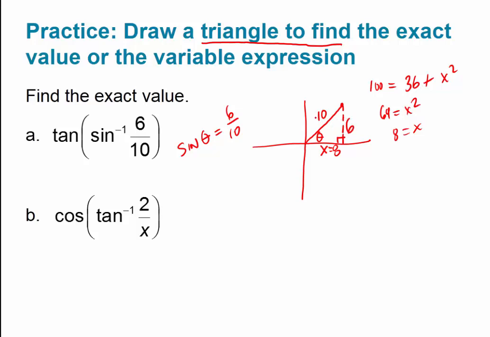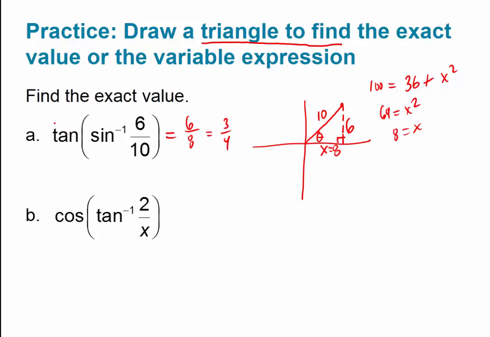For example, if I asked you here to find the tangent, like I did, the tangent, remember, is opposite over adjacent, or my y-coordinate, sine value over my cosine value. So actually, let's answer this problem, then we'll look at some more here. Tangent of this angle theta, which we found here, when we take the tangent of that angle, it's 6 over 8, which can be simplified to 3/4.